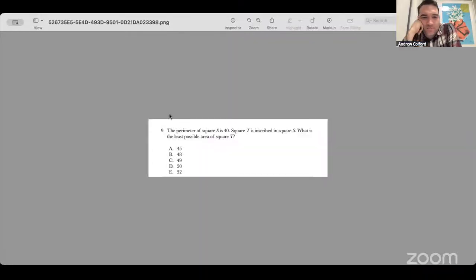Okay. So, perimeter of a square S is 40. Square T is inscribed in square S. What's the least possible area of square S? So let's do this. Do they let me draw a square? It's just rectangles.